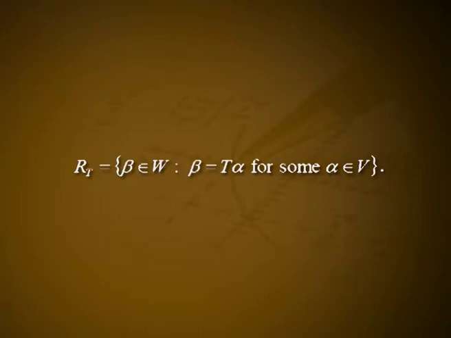Proof. Let R(T) be range of T, that is, let R(T) equal to the set of all beta belongs to W such that beta is equal to T of alpha for some alpha belongs to V. The identity element 0 in W is in R(T) since 0 equal to T of 0. Hence, R(T) is a non-empty subset of W. Let beta 1, beta 2 belongs to R(T) and let c be a scalar. Then there are vectors alpha 1, alpha 2 belongs to V such that T of alpha 1 equal to beta 1 and T of alpha 2 equal to beta 2.